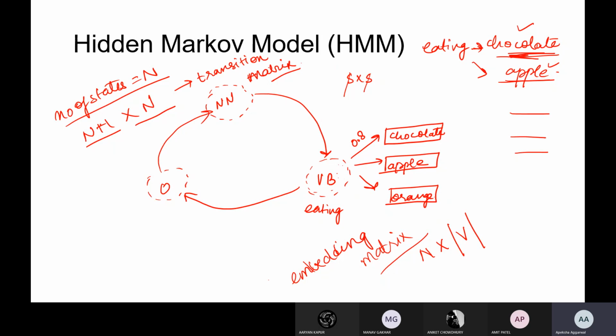For each and every word, we have applied POS tags. Suppose 3 tags have been assigned in the whole corpus, the whole data set. Then we generate the probability matrix, that is the transition matrix, for calculating the probability of movement from one state to another, from one POS tag to another POS tag. Now, suppose we want to calculate the probability of appearance of any word in the corpus. For that, we create an embedding matrix of size n plus 1 cross v, where n plus 1 is the number of states, that is the number of possible POS tags, and v is the number of unique words in the whole corpus, or the size of the vocabulary.